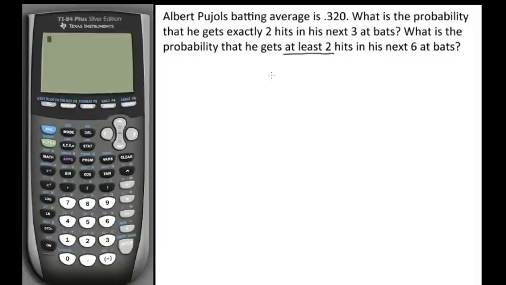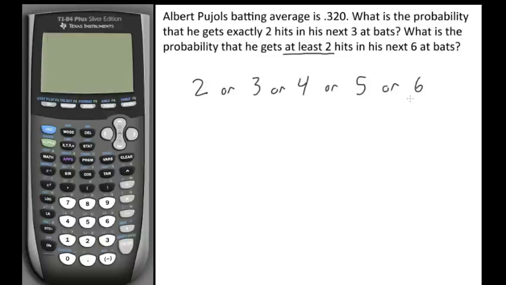When we say at least 2 hits, we don't mean exactly 2 hits, we mean at least 2, which would mean that he could either get 2 hits, or 3 hits, or 4 hits, or 5 hits, or 6 hits. And all of those satisfy at least 2 hits.